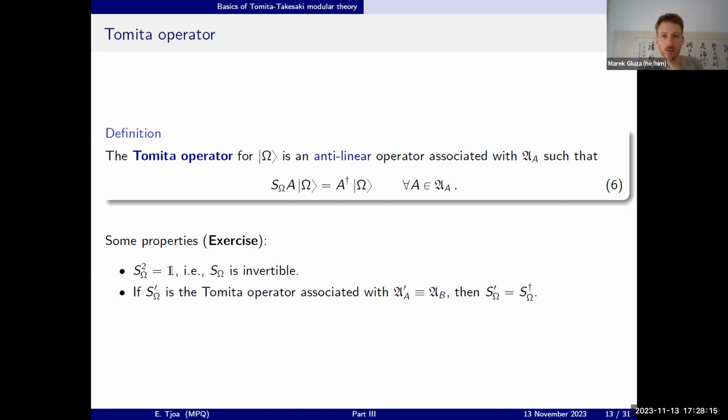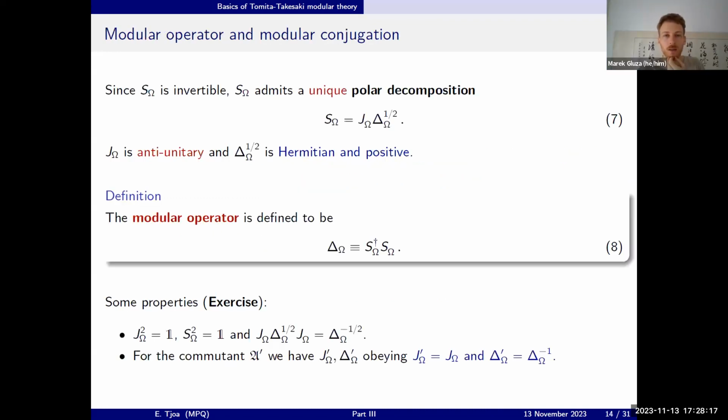And then S being invertible means that you can do polar decomposition, and it will decompose into J and the square root of delta. This is just linear algebra. Then the modular operator, just from 6 and 7, you can combine them to get the modular operator. At this point, it is a very mathematical object, but the important thing is that these operators make no sense without reference to both the algebra and the state.